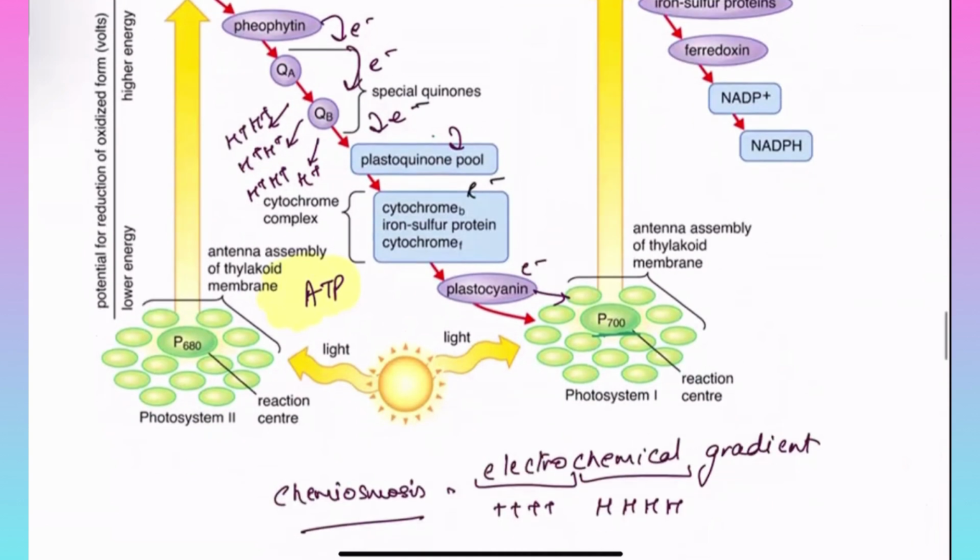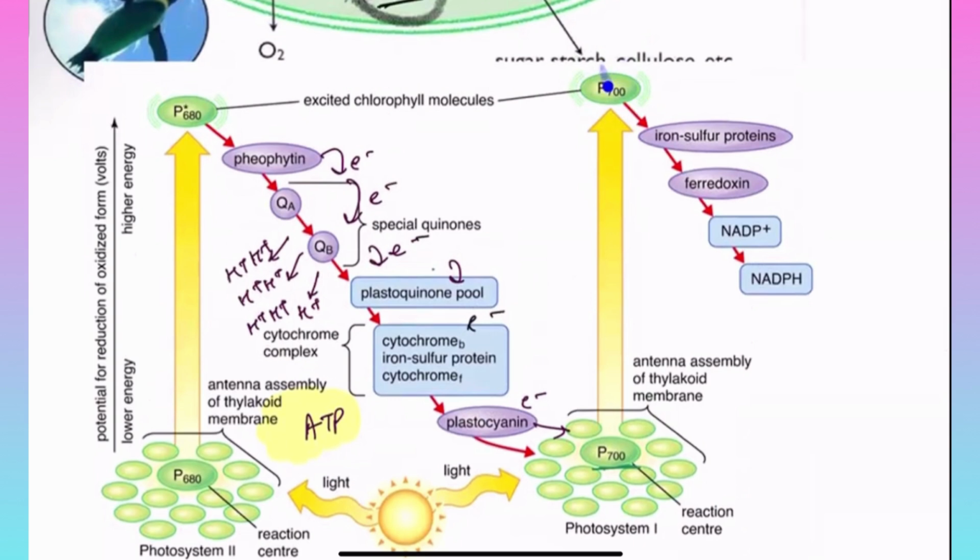Now, next is about the NADPH. The electrons which were transferred till plastocyanin were transferred to P700, photosystem 1. This is the reaction center of photosystem 1. It absorbs at 700 nanometers. The pair of chlorophyll pigments present in the reaction center absorbs the electron coming from plastocyanin. It gets excited, reaches the higher level. The star means it is carrying the electron.